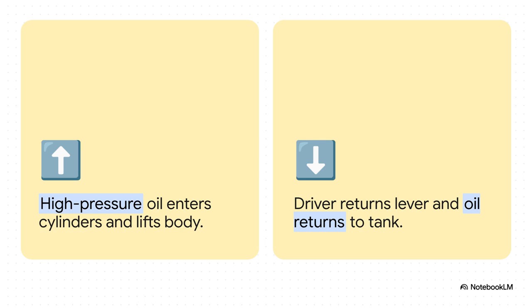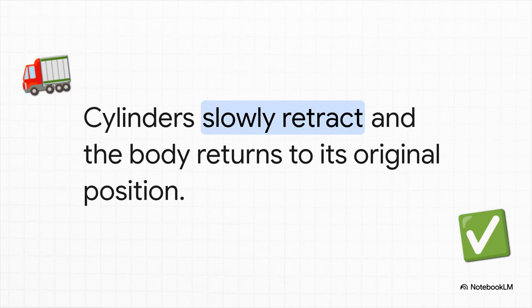Once the load is completely emptied, the driver simply returns the lever back to its starting position. And by just doing that, the system opens up and that highly pressurized hydraulic oil suddenly reverses its flow. It drains backward, leaving the cylinders and flowing safely right back into its holding tank. And as the oil vacates that space, the pressure entirely drops. The cylinders slowly, gently retract. They just slide right back inside.